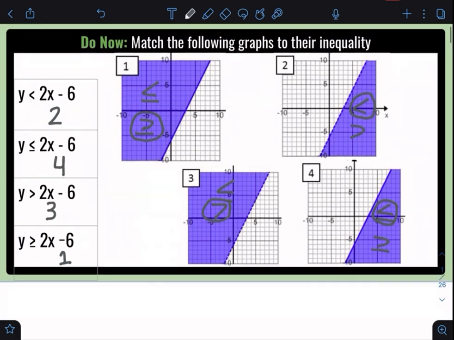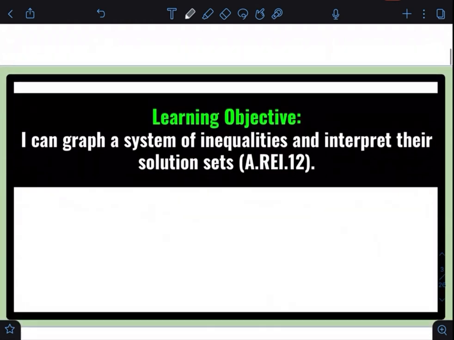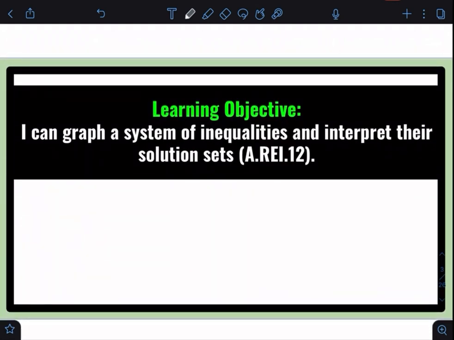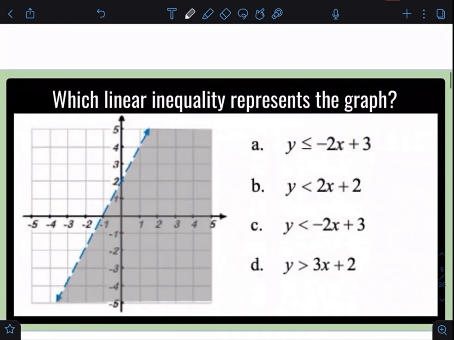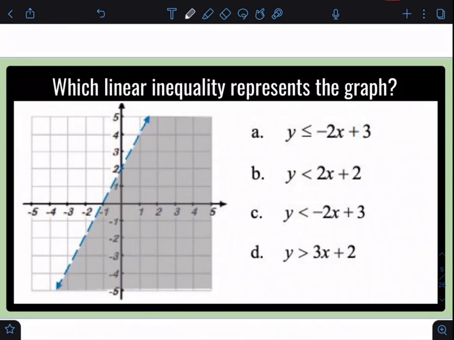Alrighty. So today we are going to be graphing systems of inequalities and interpreting their solution set. Basically, we're going to be graphing two linear inequalities on one graph. Let's say which linear inequality represents the graph.